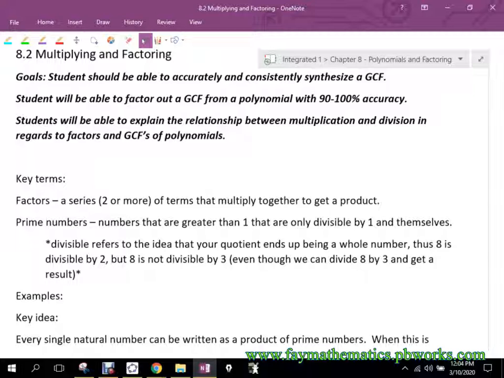Okay, so factors are things that you multiply. So let's say 2 markers, 3 markers, right? 2 times 3 gives me 6. So 2 and 3 were the what to get 6? They were the factors. Okay.